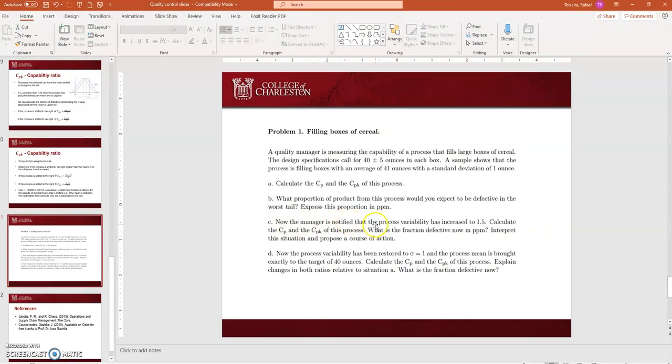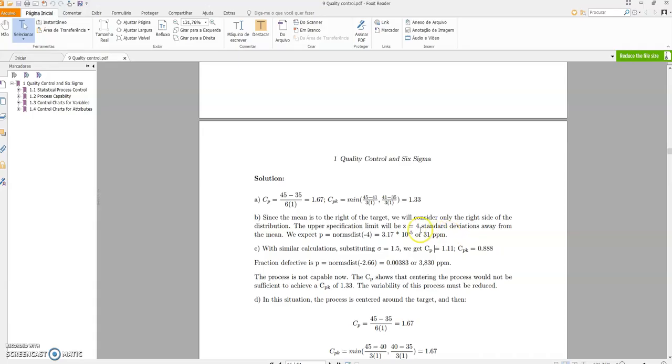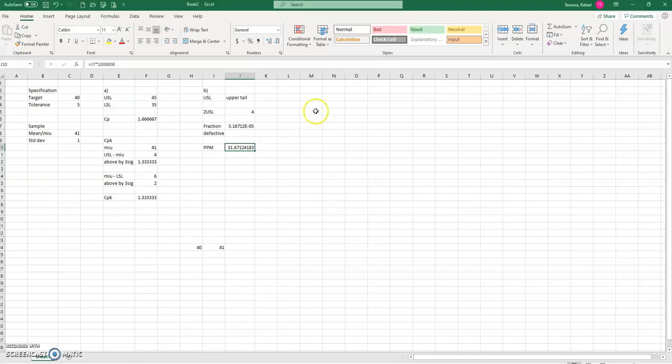Now the manager is notified that the process variability has increased 1.5. Process variability means the standard deviation, or the sigma, has increased 1.5. We have to calculate everything again, and find the fraction that is defective. So let's take a look here. We go to C. Now the standard deviation is 1.5.